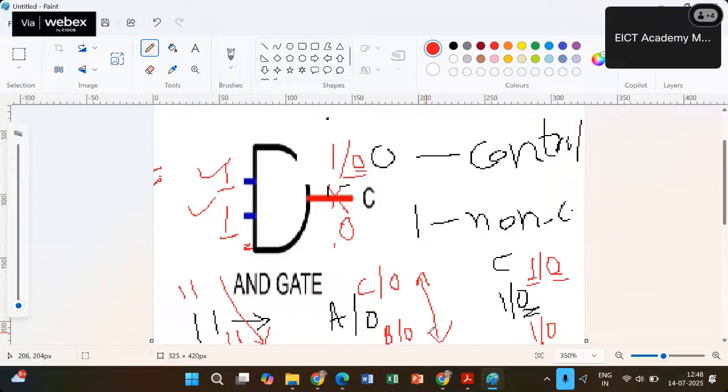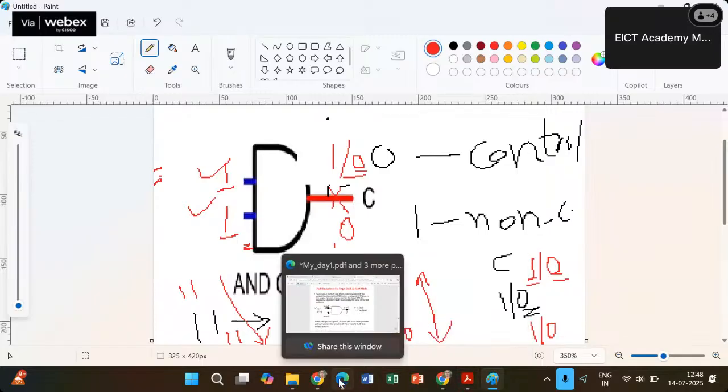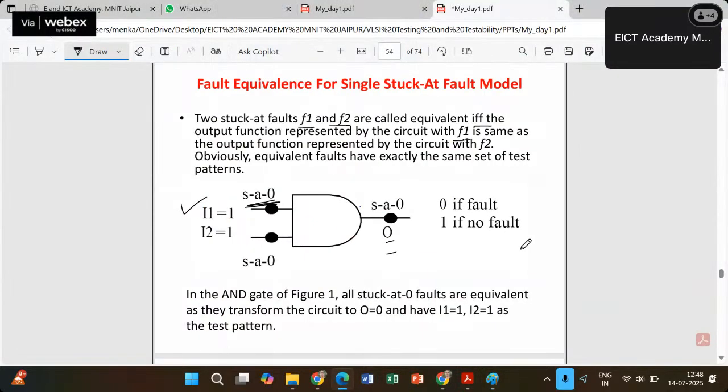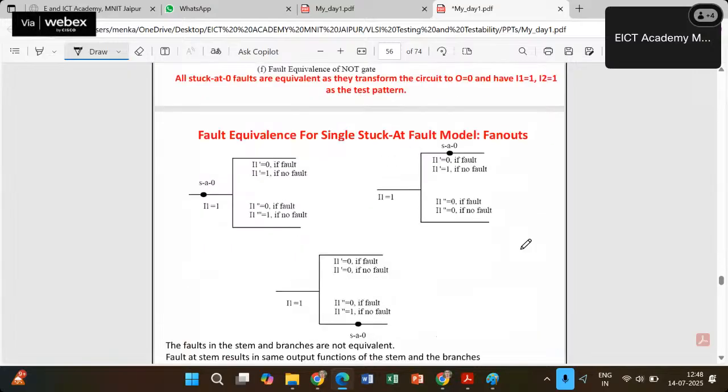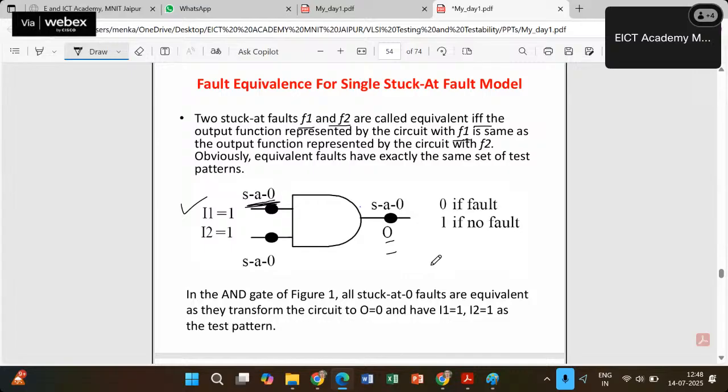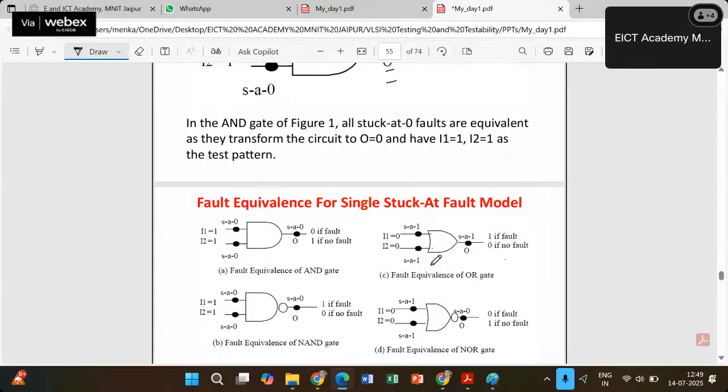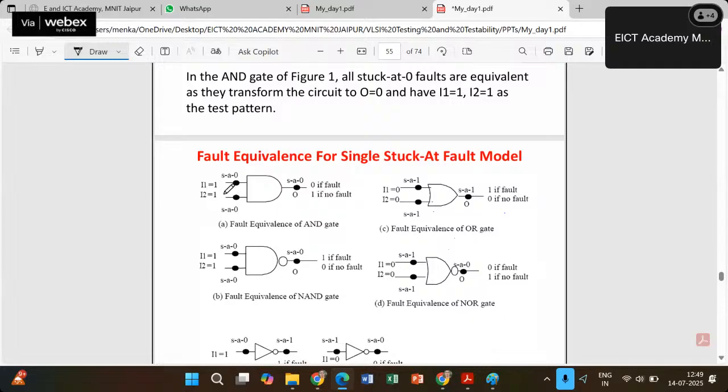Now equivalence-based collapsing says that out of these 3 faults, I can keep any one of the faults. Which fault I should keep will be decided by the test vector, so we have to choose the test vector. Let me proceed. These faults are equivalent faults for the AND gate.